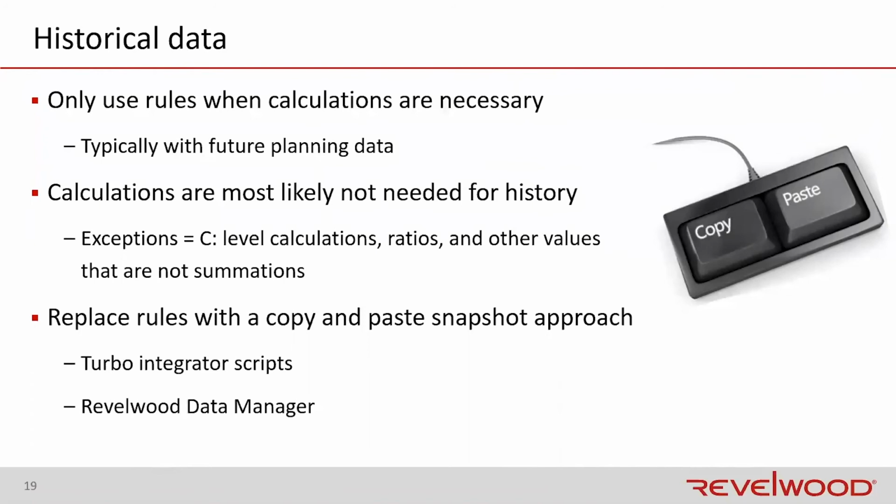And there's a lot of different ways that we can do that. I could use TurboIntegrator to write some kind of script. I could use a tool. Revelwood has a tool called Data Manager. Maybe I even do something just off of an Excel spreadsheet. A lot of different approaches in regards to how I get that data back there. But the key takeaway from this slide is: let's minimize the rules. Only use those rules for the future. In most cases, don't use them in the past because we're using extra processing.